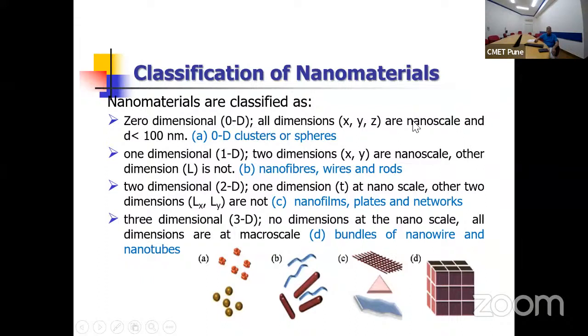In 0D, all dimensions X, Y, Z are nanoscale, less than 100 nanometer, like clusters or spheres. 1 dimensional means 2 dimensions X and Y are nanoscale, the other dimension, length, is not, like in nanofibers, wires, or carbon fibers, etc. 2 dimensional means 1 dimension is at the nanoscale, the other 2 are not, like nano films, plates or networks. And 3 dimensional means no dimension at the nanoscale, all dimensions are at the macro scale, bundles of nanowires and nanotubes.